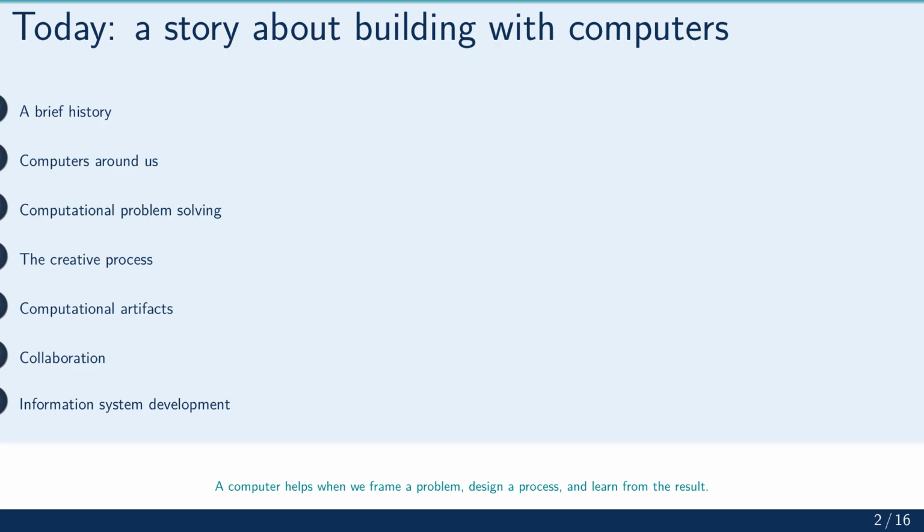After that, we will discuss the creative process and the computational artifacts that result from it. The final part of the lecture emphasizes collaboration, data science, and information system development. Notice the progression. We move from the technology itself to the way we think, to the way people work together to create systems. Keep this outline in mind because each section adds another part to the same central question. How do we turn a problem into a useful result?